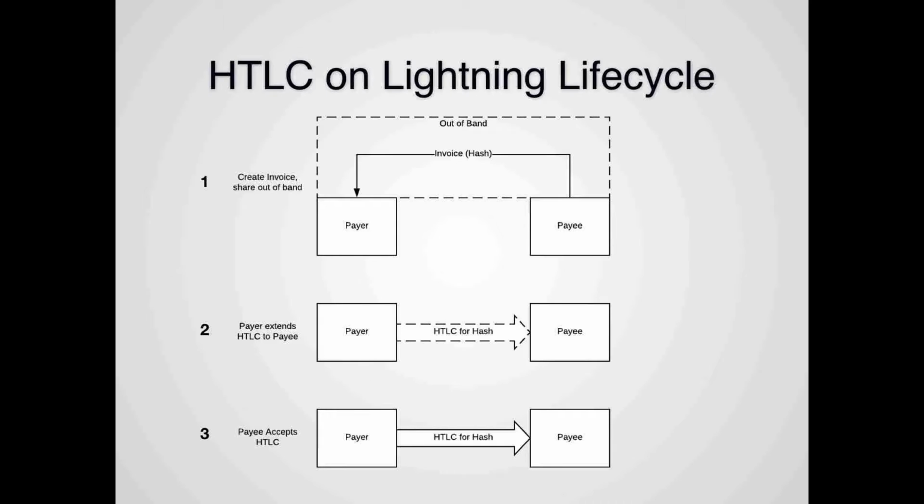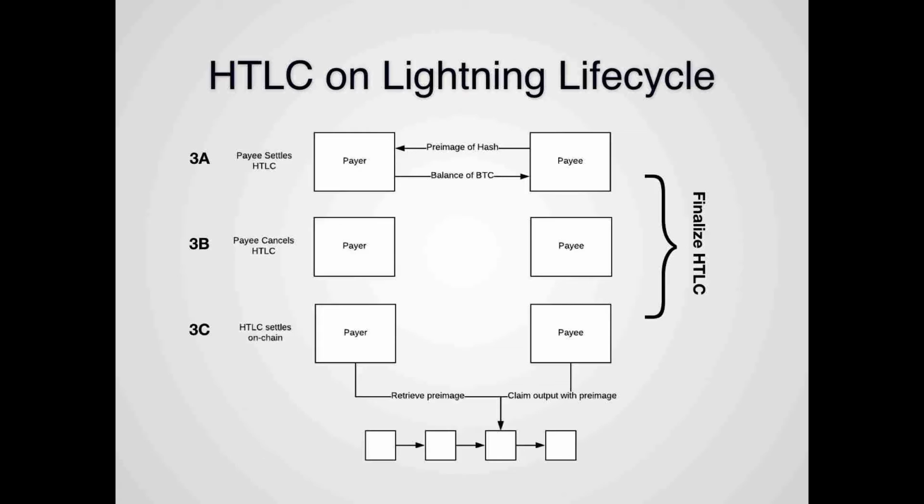In the context of Lightning, the payee typically will create an invoice that includes the hash of a pre-image that they've created previously. They share that out of band with the payer. The payer then creates an HTLC to the payee, and the payee accepts the HTLC. Now, that's not the end of the story. There are three different ways that this HTLC can be finalized. It can be settled by revealing the pre-image, it can be canceled, or those two options can also happen on-chain.